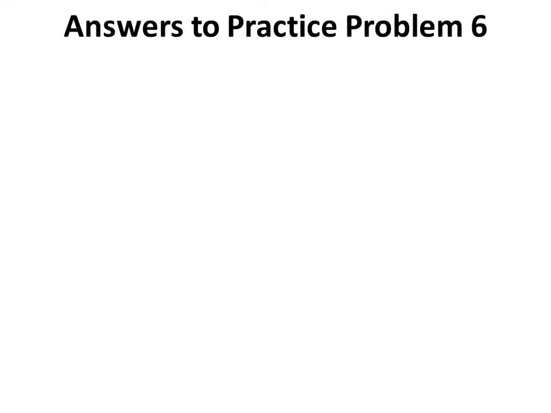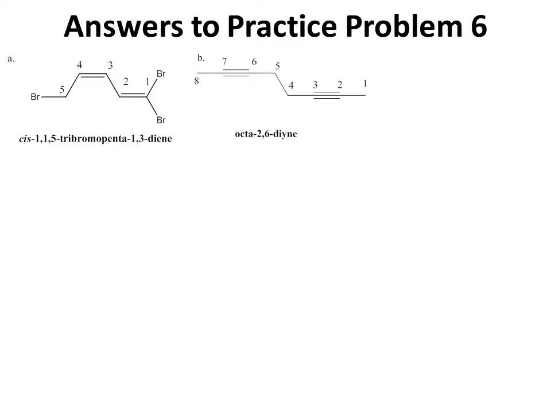Answers to practice problem 6. In part A, we have a 5-carbon chain with 2 carbon-carbon double bonds. So, we number the carbon-carbon double bonds with the lowest possible numbers, 1 and 3. There are also 3 bromines, 2 at position 1 and 1 at position 5, so that makes that tribromo. The carbon-carbon double bond between carbons 3 and 4 is cis, so the full name would be cis-1,1,5-tribromopenta-1,3-diene.